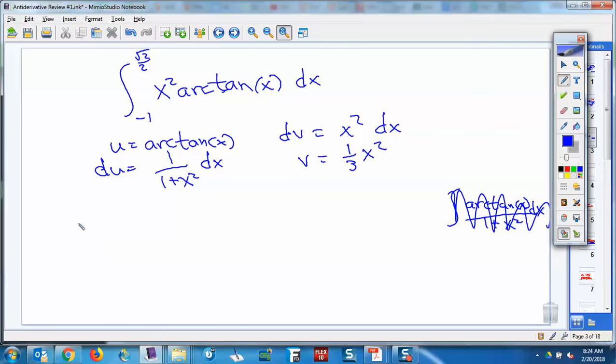Okay, like so. So we get u times v, so all that, 1/3 x cubed arctan minus the integral of this times this. So now I look at that and I say, okay, that's kind of messy, but I can't really simplify anything. So the 1/3 could go out here. The x cubed could go on top. That's 1 plus x squared, like that, dx.